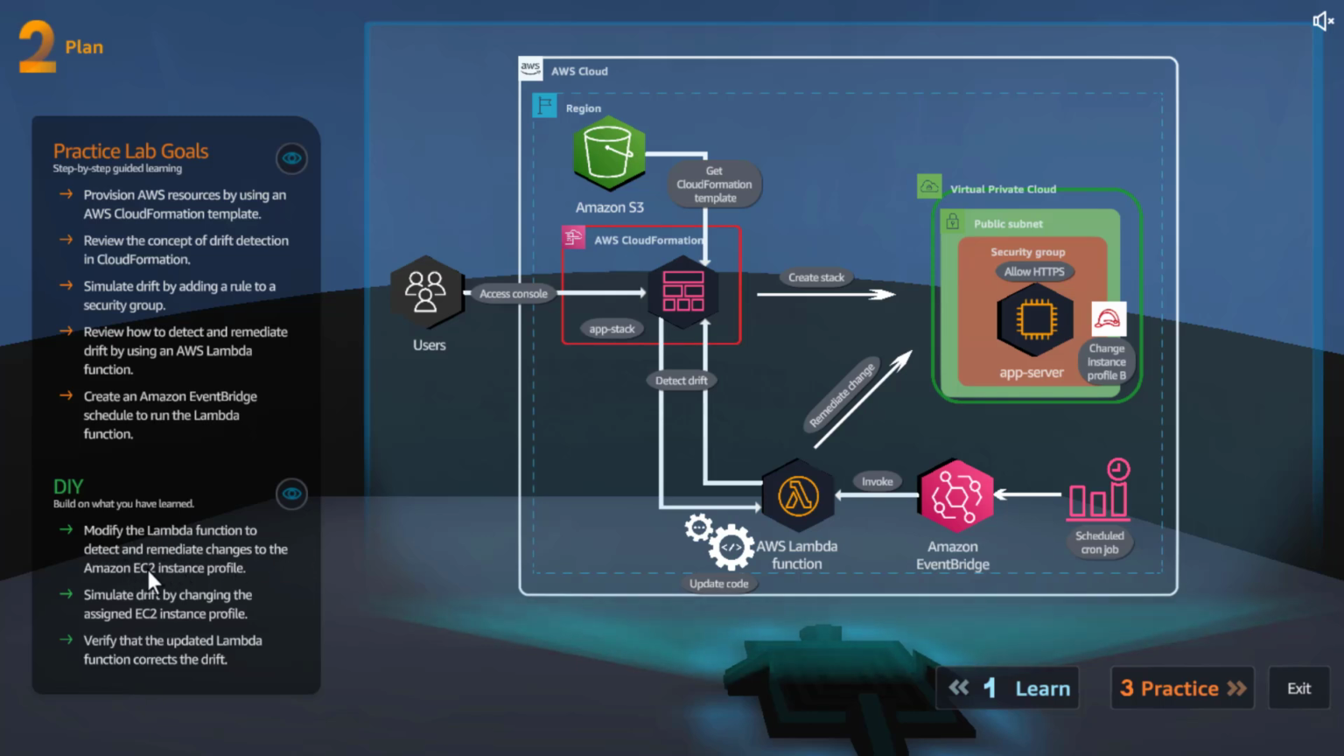DIY: we are going to modify the Lambda function to detect and remediate changes to the EC2 instance profile. Then we will simulate the drift. Then we will verify the updated Lambda. Alright, that sounds amazing. So let's jump into it as soon as possible.